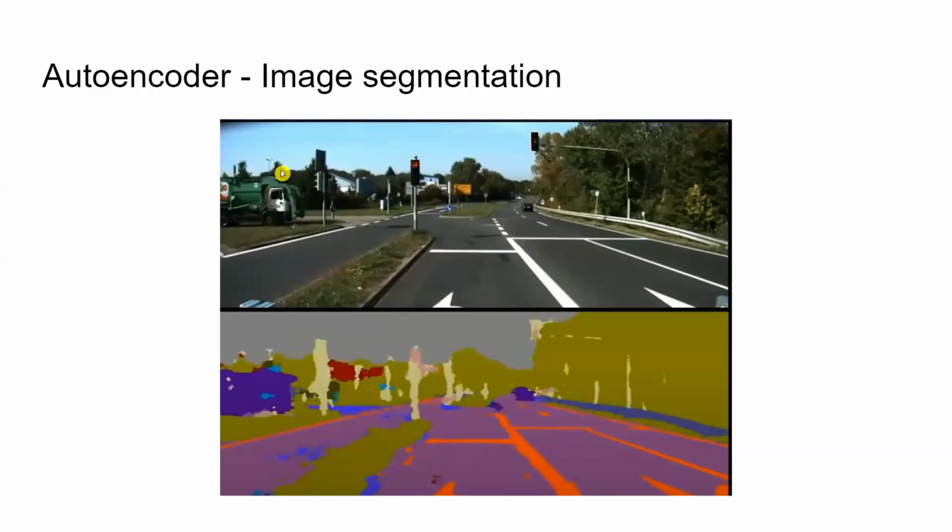Another application of autoencoder is that you change from this high resolution image into this low resolution image, but it still captures the main patterns of the image. And that's what we want to do. You lower the dimension, but you still keep the important features.